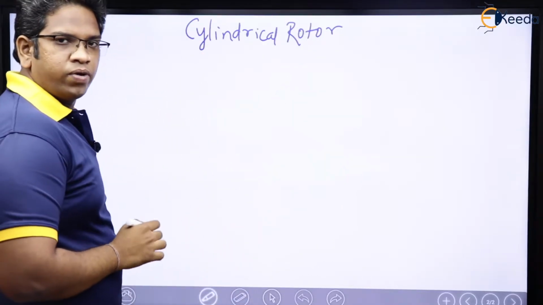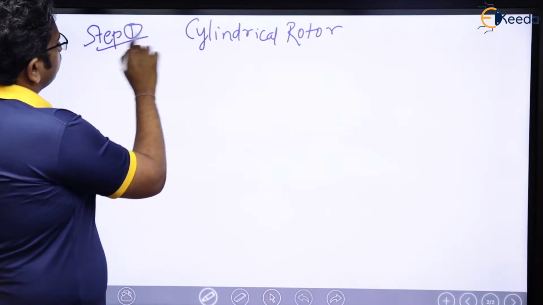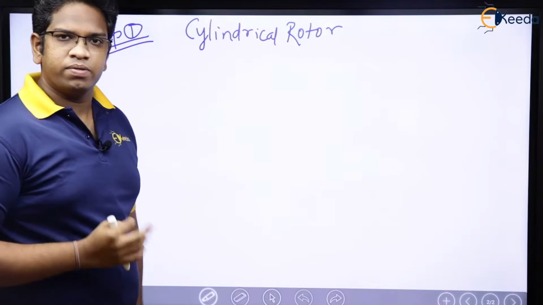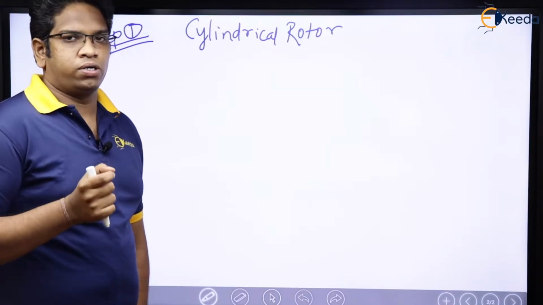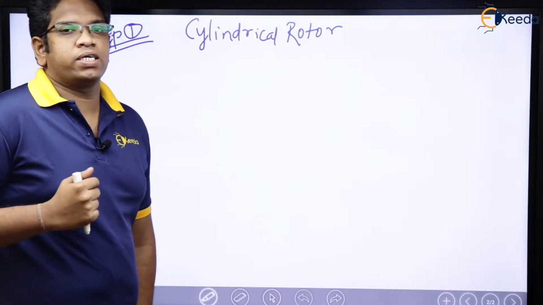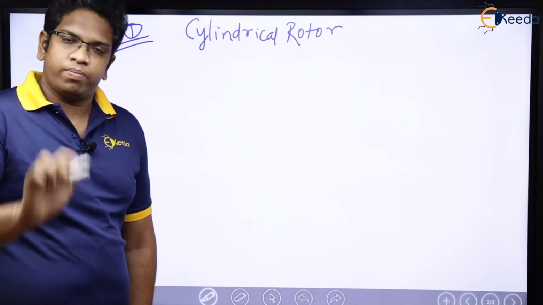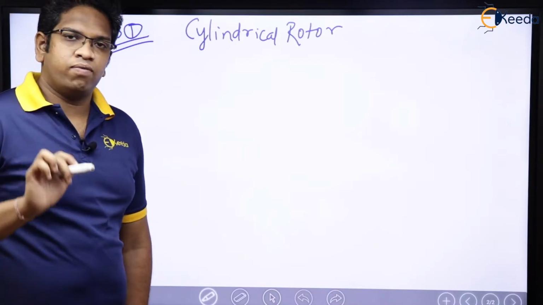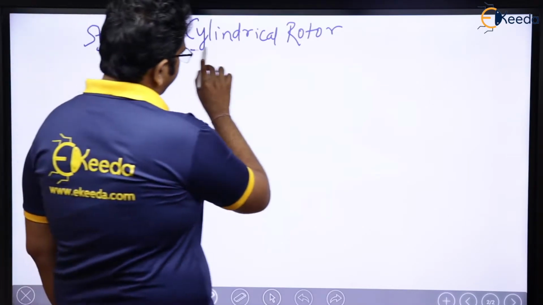Right now, we are in step 1. Step 1 means we need to make flux density sinusoidal. Means we are actually trying to make it sinusoidal. It will not become exactly sinusoidal, but we are trying our level best to make it sinusoidal. Anyways, let us talk about cylindrical rotor. See here.